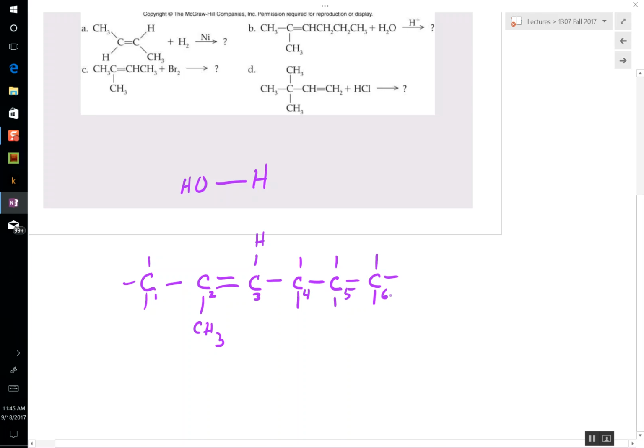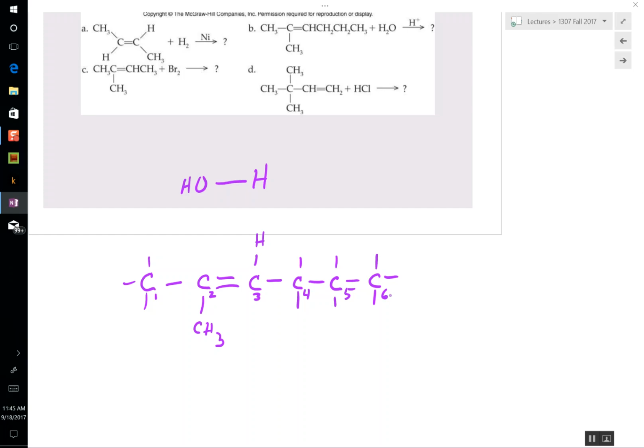So where is the OH going to go? It's going to go on carbon 2 or 3. Those are the only choices. It has to go on a carbon that's in the double bond. It can't go anywhere else. Everything else is saturated. This is your point of unsaturation. This is where the addition takes place. Carbon 2 or 3.